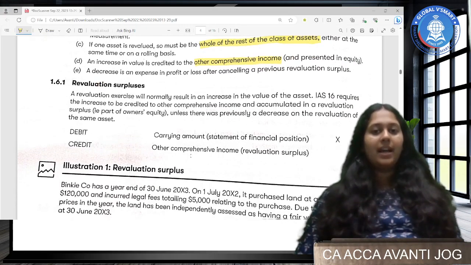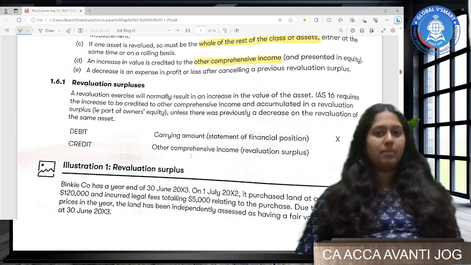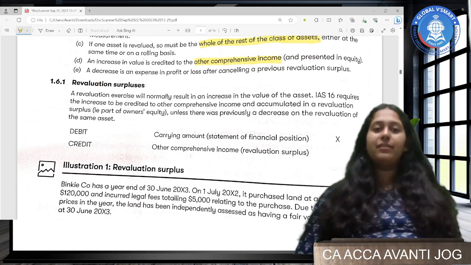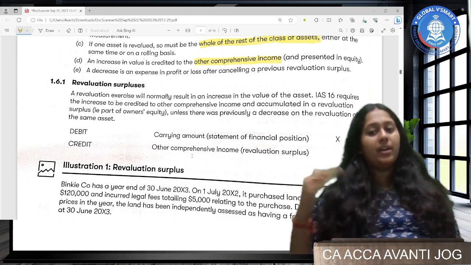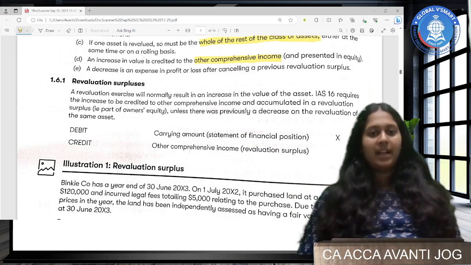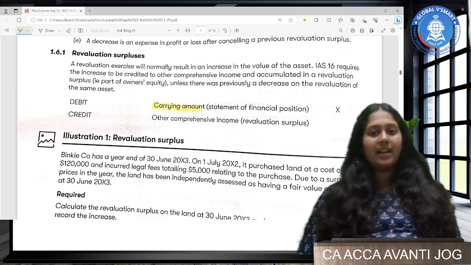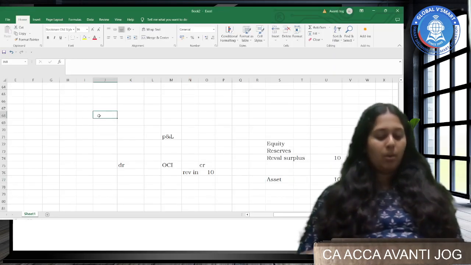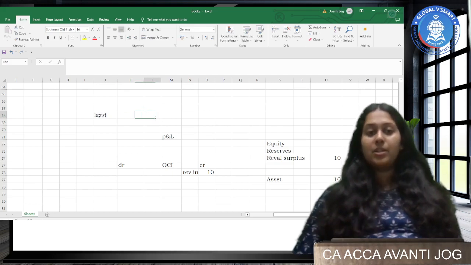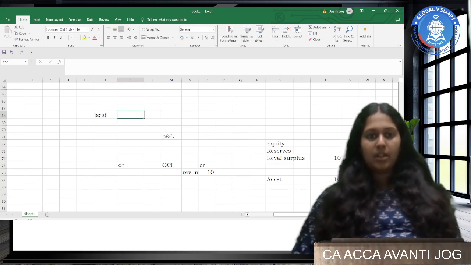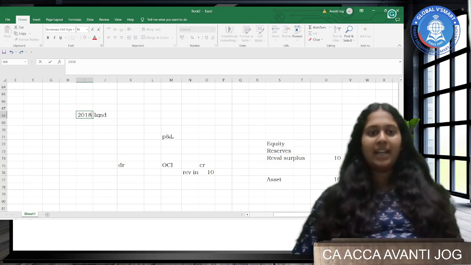Revaluation surplus. Now, there are two things in revaluation surplus. The treatment is different if the asset is depreciable or if the asset is non-depreciable. If it is a depreciable asset, I simply pass the entry, carrying amount account debit to OCI if it is an upward increase. So, I will show you what I mean. Which is the only asset which is non-depreciable? Land.